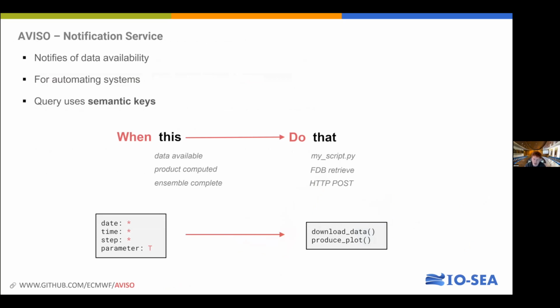Basically their query for Aviso is the same set of semantic metadata keys. So in this case, they're asking, when any cycle, any step is finished, and there's a parameter field available, I want to be notified because I'm going to do something. Maybe I'm going to update my website by downloading the data and producing a plot. So these semantic keys are not just used for data access, but they're also used for data management and workflow management as well.